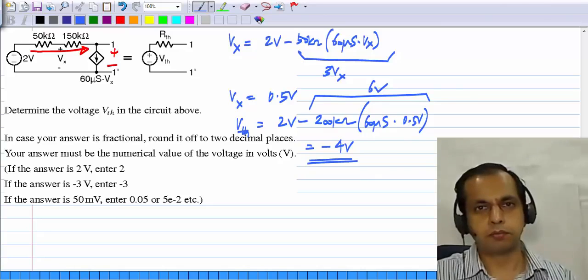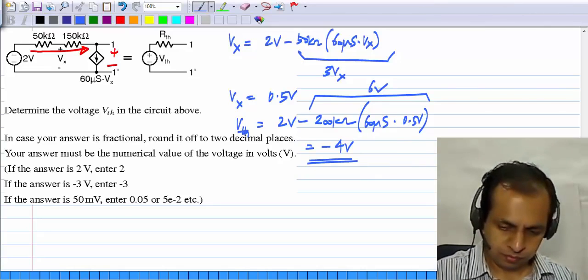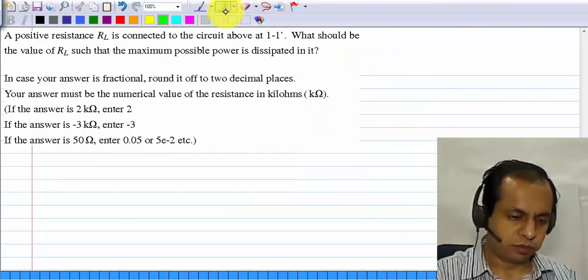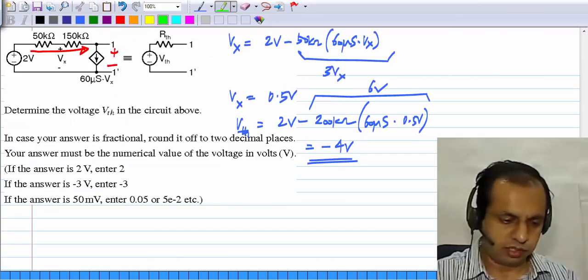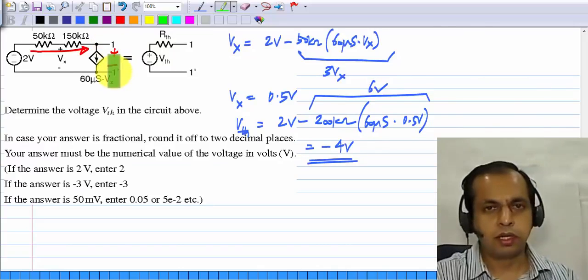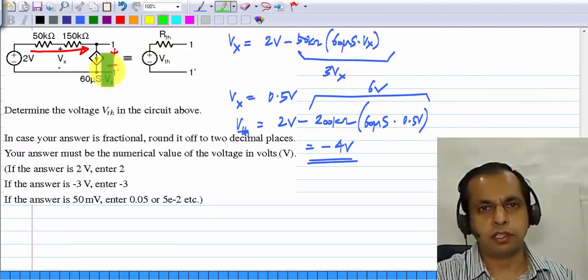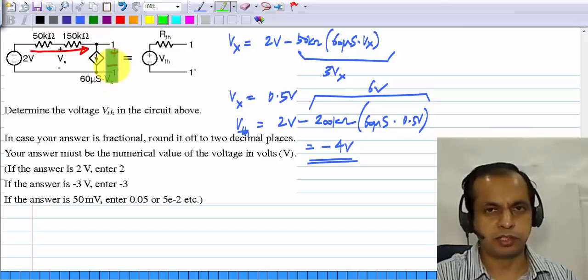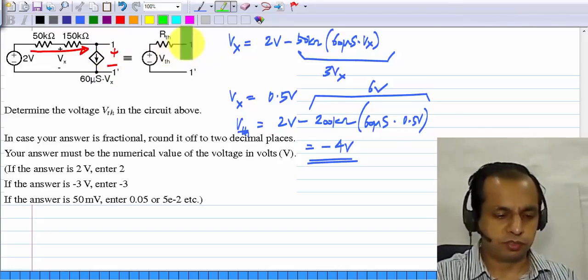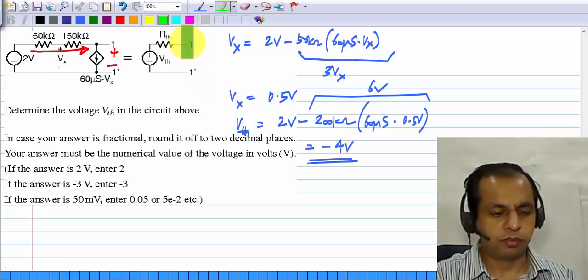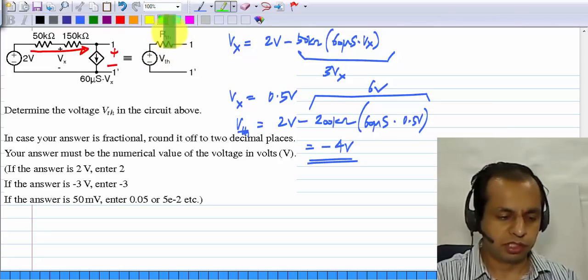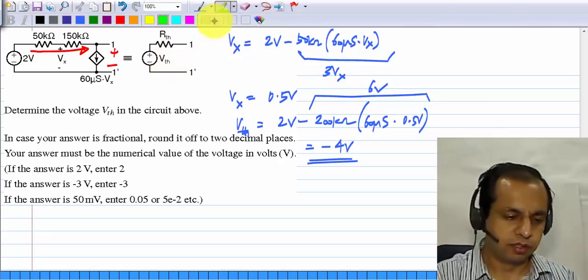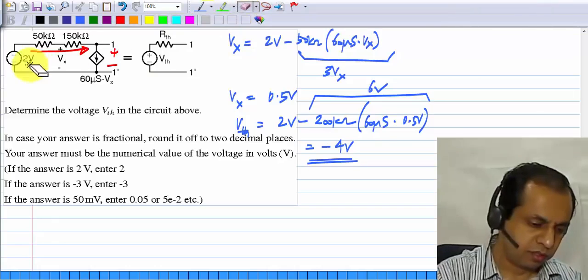Okay, if you look at the next question, what it really says is a positive resistance RL is connected between these two terminals, and you have to find the value of RL such that the power dissipated in RL is maximized. Now you know from maximum power transfer theorem that if you connect a resistance between these 2 points, the value of the positive resistance for which it will be maximized is equal to RTH. So basically you have to find RTH. That's all. Okay. How do you do that?